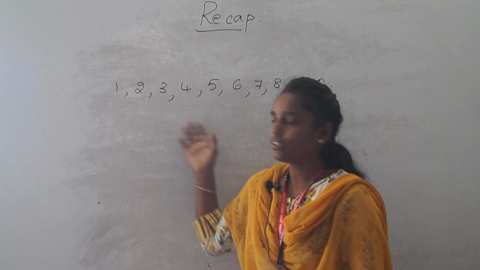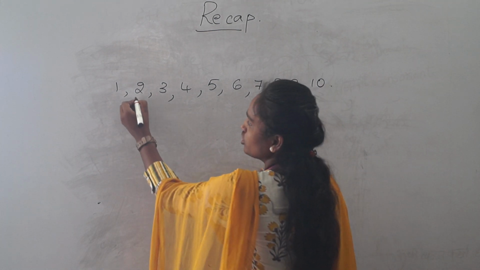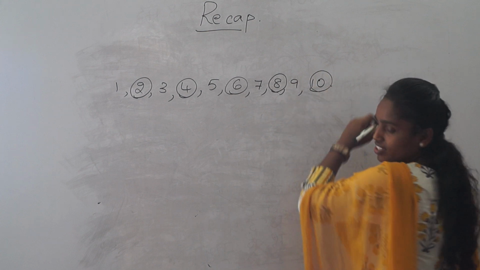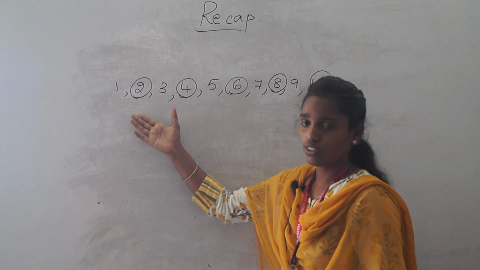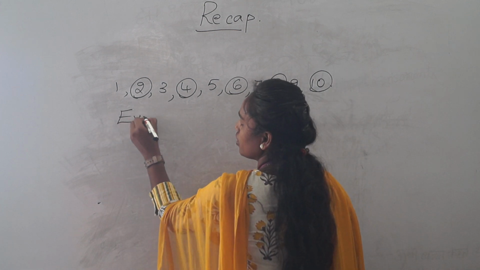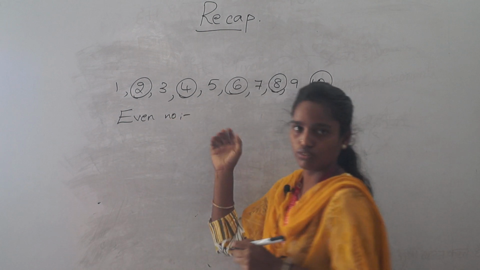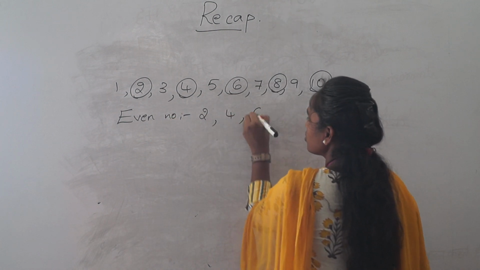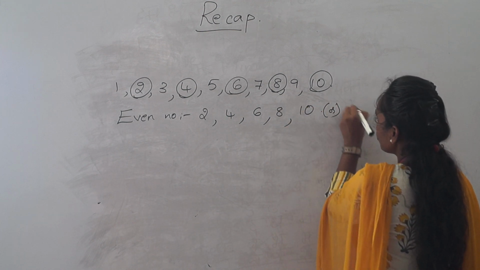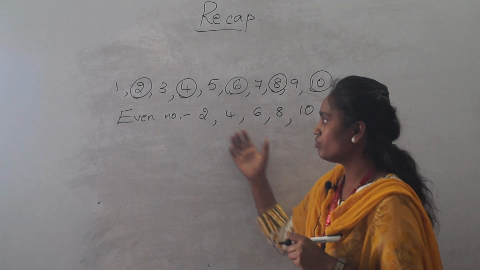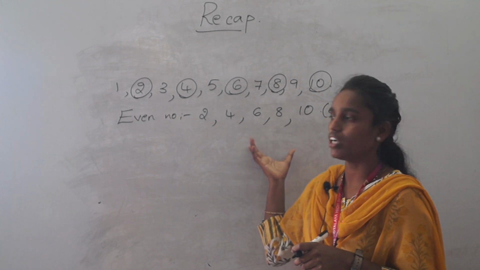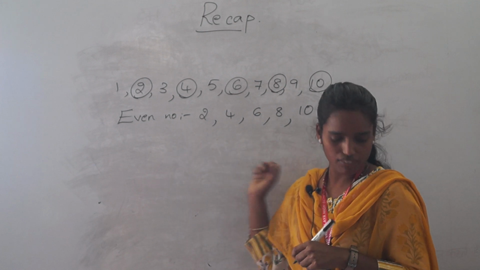Okay, have you remembered the 2 table? Can you tell me? 2 1s are 2, 2 2s are 4, 2 3s are 6, 2 4s are 8, 2 5s are 10. So the numbers which are multiples of 2 are nothing but even numbers. Even numbers means multiples of 2. So 2, 4, 6, 8, 10, or we can also consider 0, because in multiples of 2 we will get 0 also. So 0, 2, 4, 6, 8, 10. These are multiples of 2 and these are called even numbers.